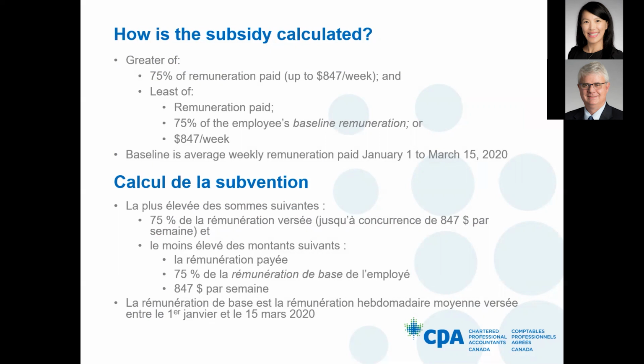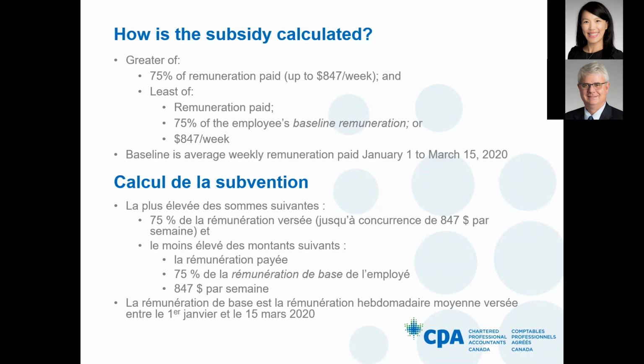The first computation is relatively straightforward. It's essentially 75% of eligible remuneration paid during the crisis to the employee. The second computation is the least of 75% of the employee's baseline remuneration or pre-crisis earnings, or the actual remuneration paid, which is the remuneration paid during the crisis. All of this is capped by $847 per week as the maximum benefit.